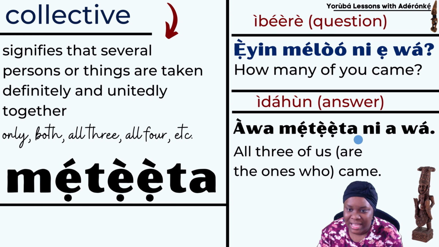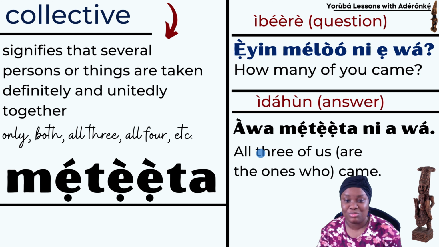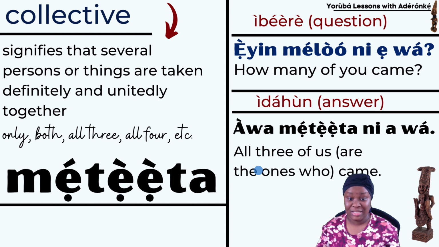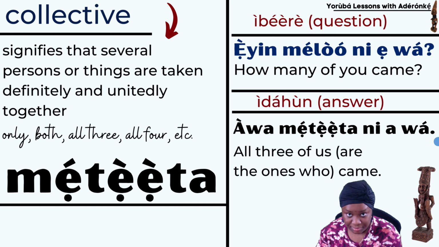Àwa mẹ́tẹ̀ẹ̀ta. The ni here is like the are the ones who, but it only works for the transliteration. For the translation, you want to actually translate how a person who speaks the other language would say it. So that's why I put the are the ones who in brackets. All 3 of us came. Àwa mẹ́tẹ̀ẹ̀ta ni a wá.